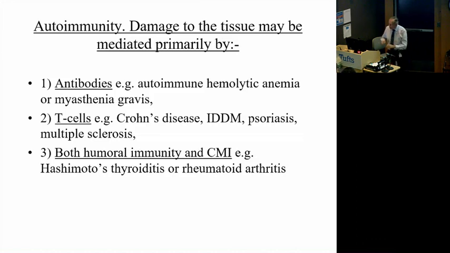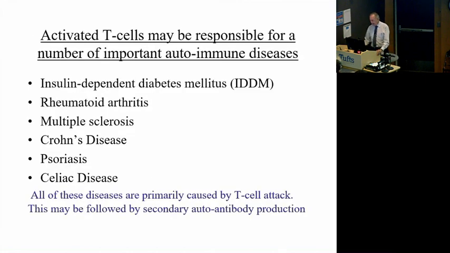So these are T cell mediated diseases, and then in some of these conditions, both humoral immunity is important and cell mediated, such as in rheumatoid. T cells attacking the joint, but also antibodies. You see? So here's just a list again. Activated T cells may be responsible for a number of these autoimmune diseases. All of these are primarily caused by T cells, and then secondarily autoantibody production.